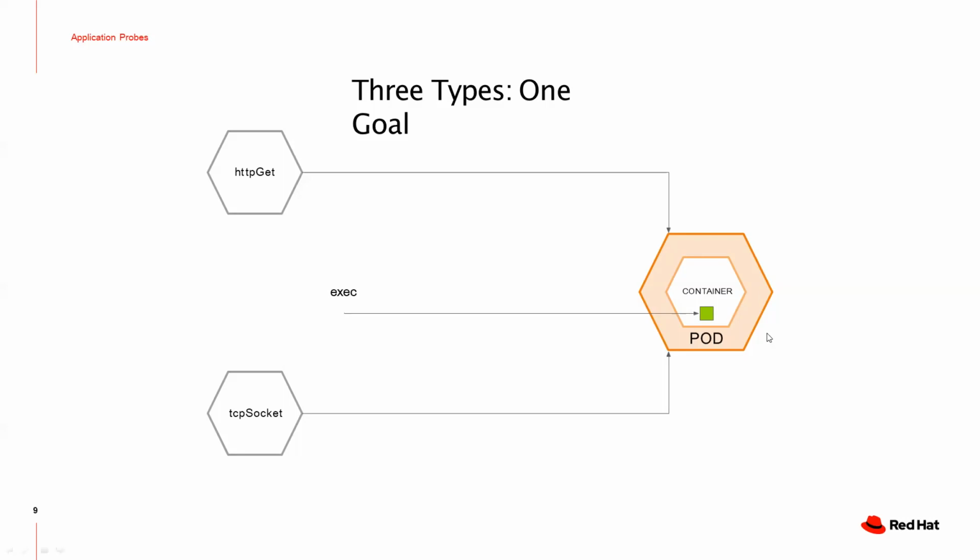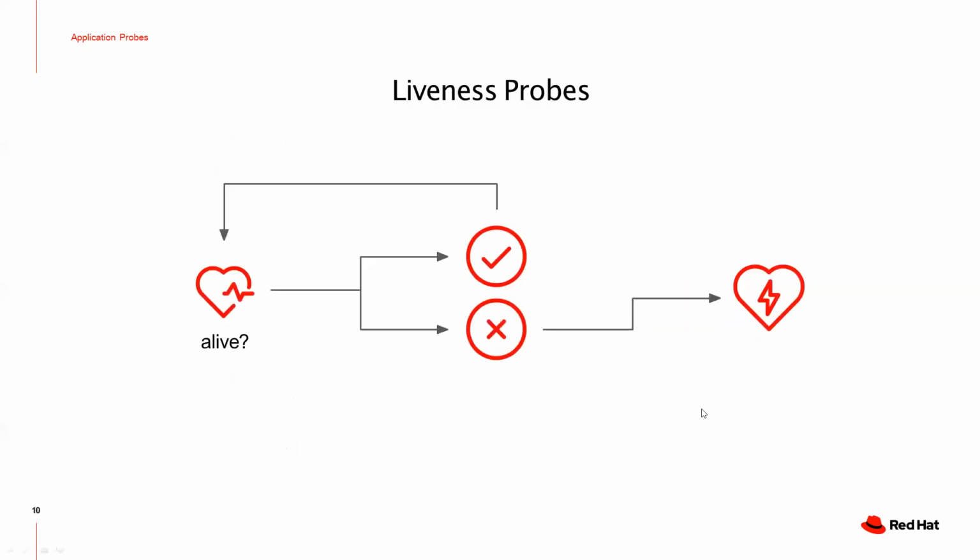So we have these three types of checks, and they all have one goal: trying to check to see if our pod or our container is working correctly. With our liveliness probe, it's checking to see if the container is still running or not. If the container fails the liveliness check, the kubelet is going to kill it. And then the next step depends on what the restart policy is. If the restart policy is to restart the pod, then it'll restart a new one. If not, then it just kills it.